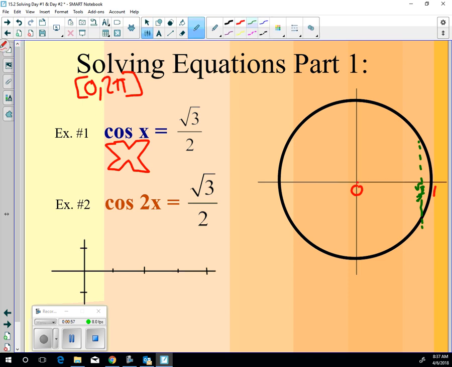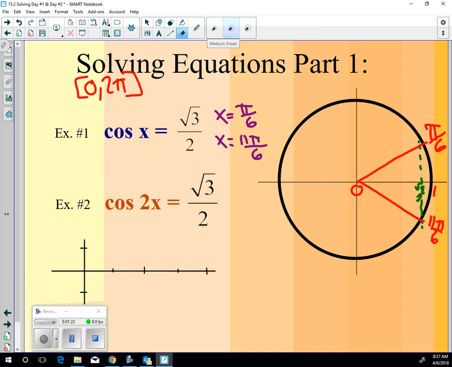So what will happen is that these are the two places, pi over 6 and 11 pi over 6, between 0 and 2 pi, that this is true. So what you would say is x here is equal to pi over 6 or 11 pi over 6. And I almost like theta a little better because we refer to the coordinates as x and y. If you want to call these theta, that's fine. There, we solved it.